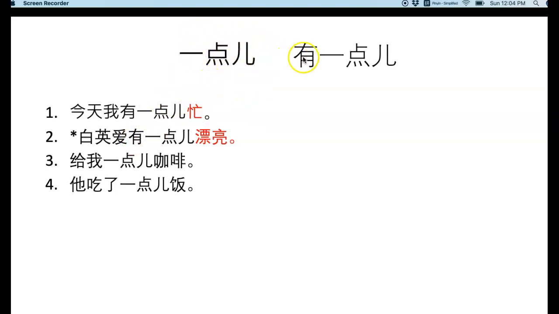Now, we also learned 一点儿 last semester. These two really look alike. However, they're used in a very different way. Now, 给我一点咖啡. So 咖啡 is a noun. 他吃了一点饭. 饭 is a noun too. So 一点儿 is used to modify a noun, and means a little. Well, 有一点儿 also means a little, but you have to use it to describe adjectives. 好, that's all for this review session.